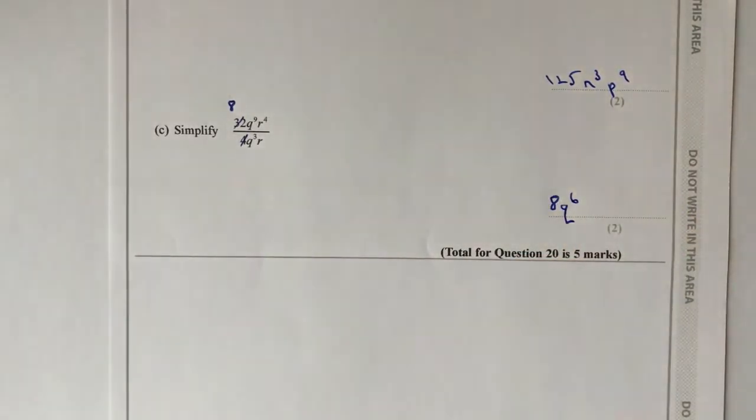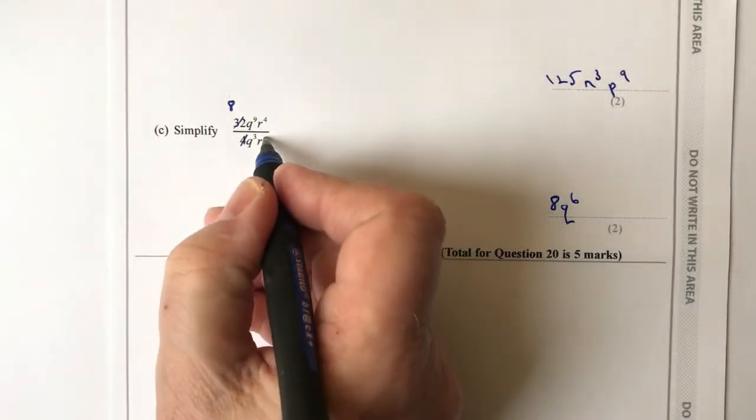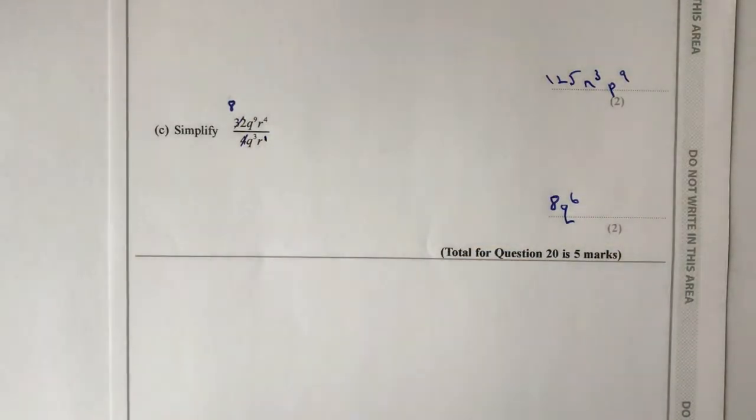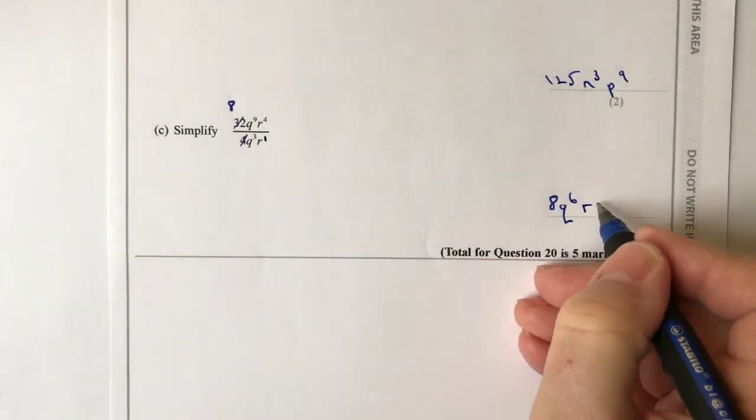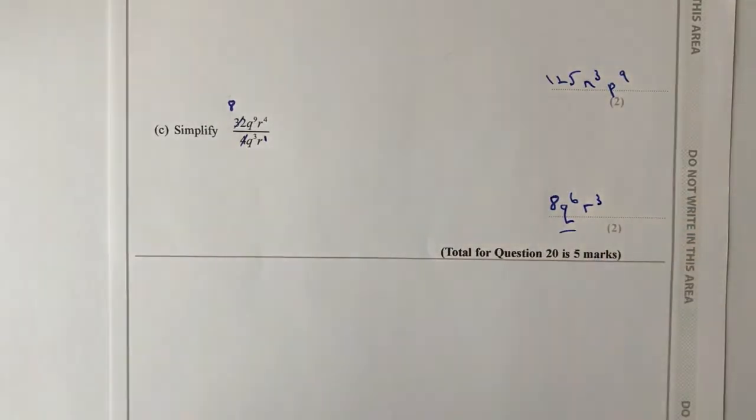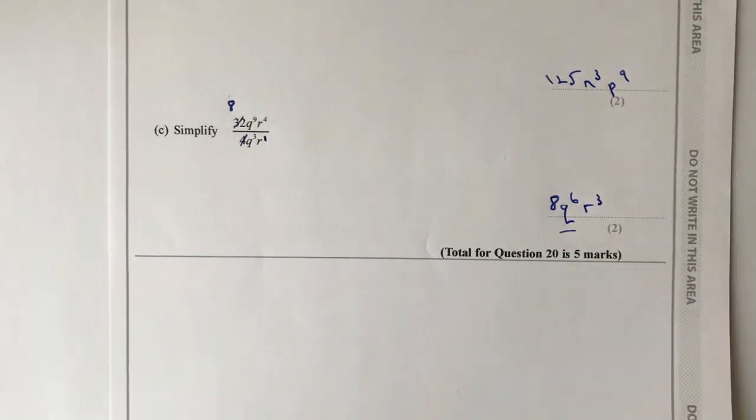And we do exactly the same with the value of r, so it's r to the 4. Now remember at the bottom that's r, but it's the same as saying r to the 1. So that becomes r to the 3 as an answer, and that would be the answer to this particular question. Okay, let's move on then to question number 21.